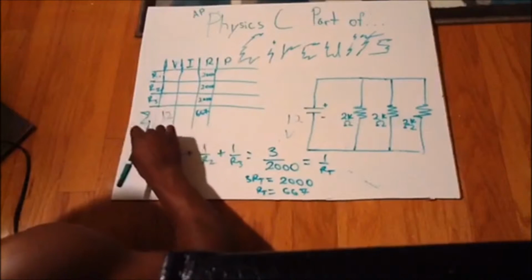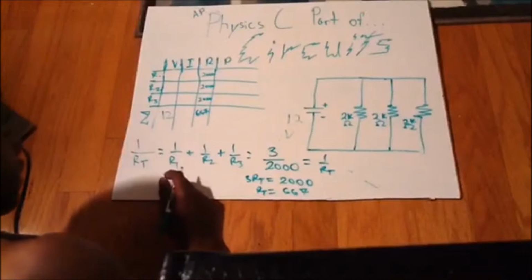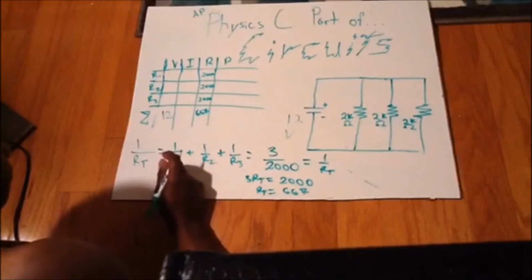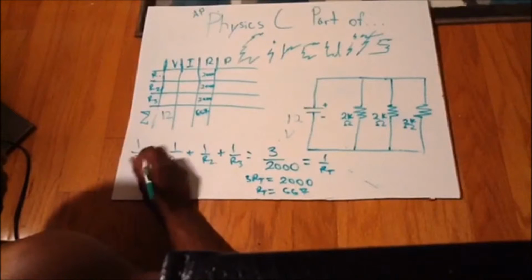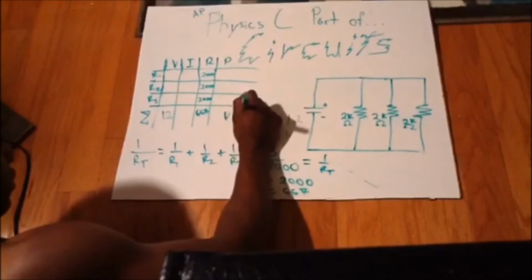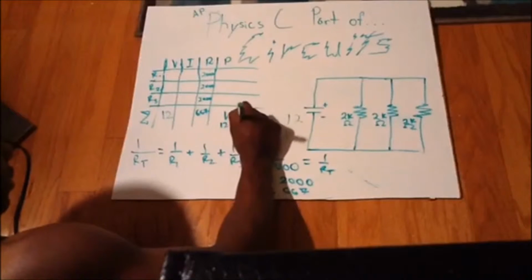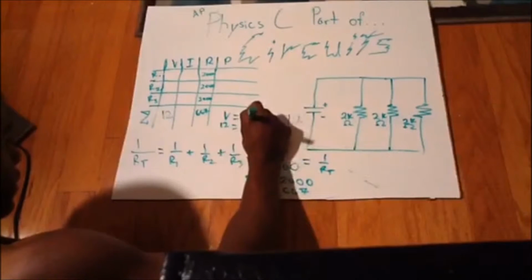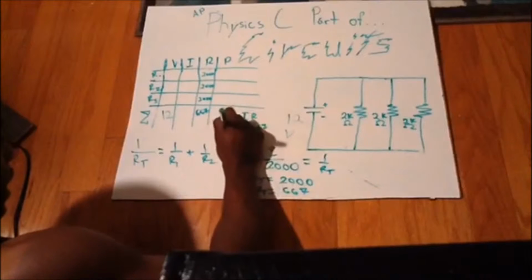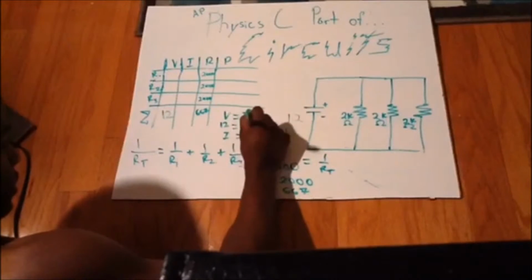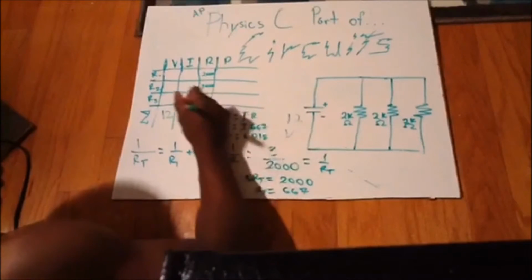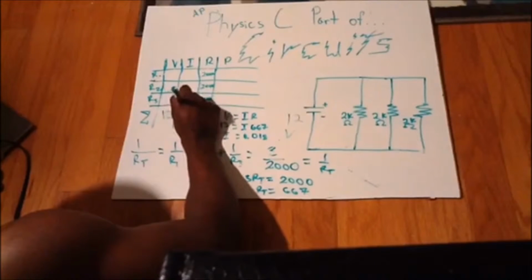So now we actually have voltage and resistance. We can find the current in the entire circuit. So we do the formula V equals IR. We plug in 12 and we plug in 667, and we get I equal to 0.018, and we put that there, 0.018.